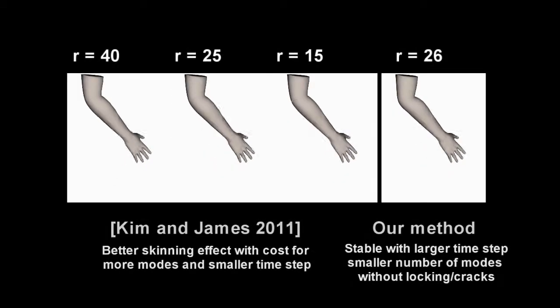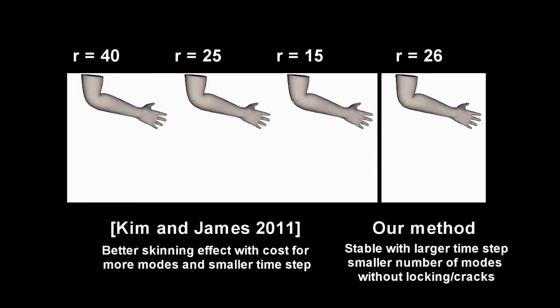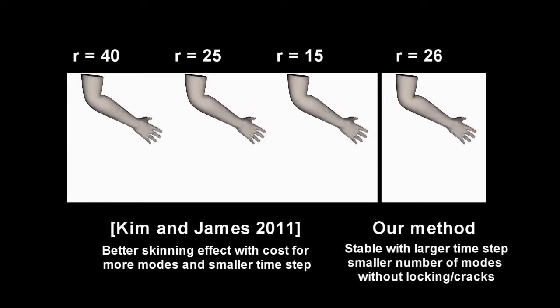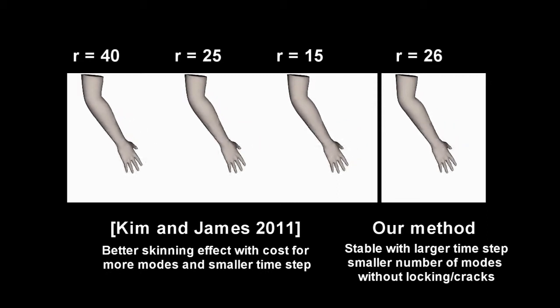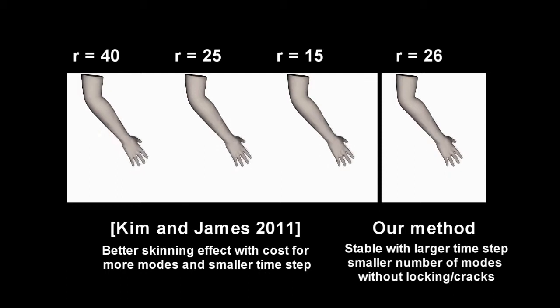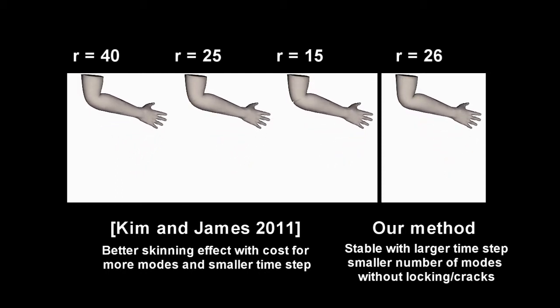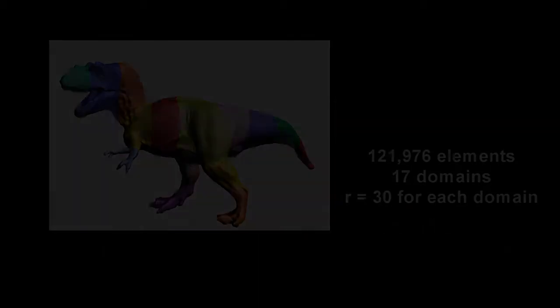We compare the result of our method and the method using nonlinear multi-domain subspace with penalty force. With a small number of modes, cracks are visible between domains with penalty force, and they disappear with increased number of subspace modes, while our method guarantees seamless domain coupling even with a small number of subspace modes.